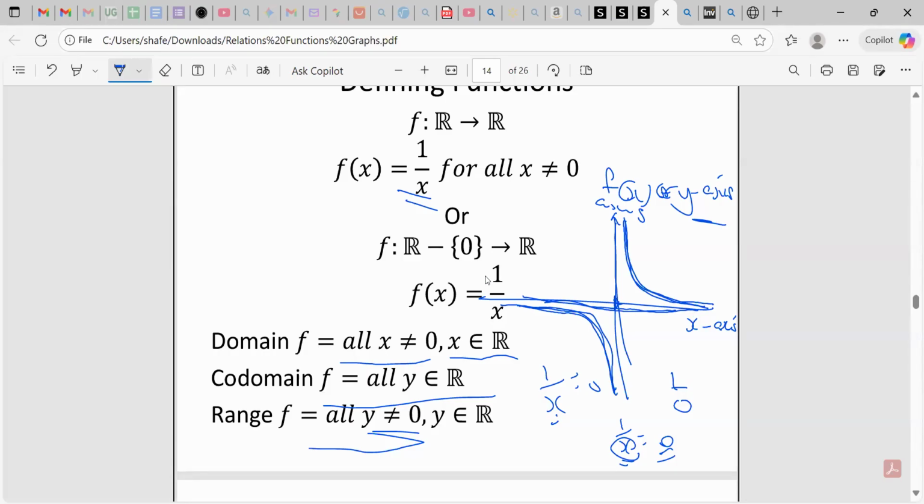And later on, if you ever study mathematics to a higher level, you're going to hear about something called asymptotes, right? Asymptote. The x-axis and the y-axis are asymptotes of this function.